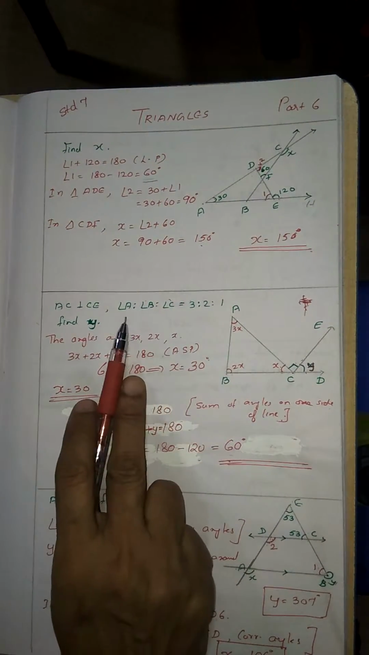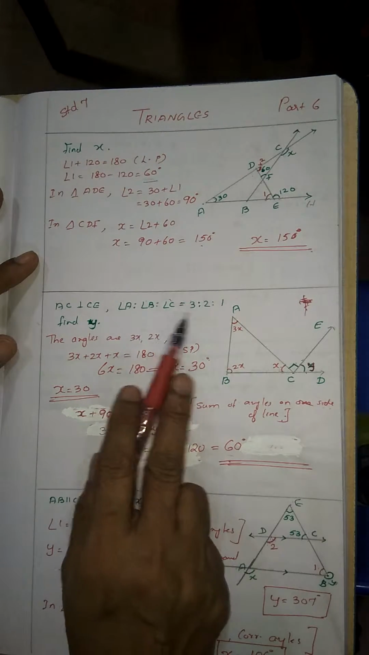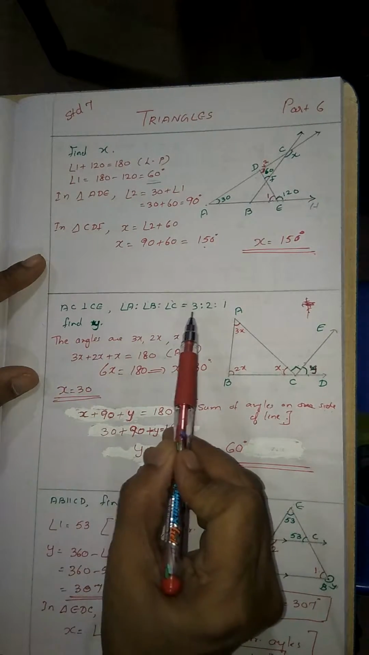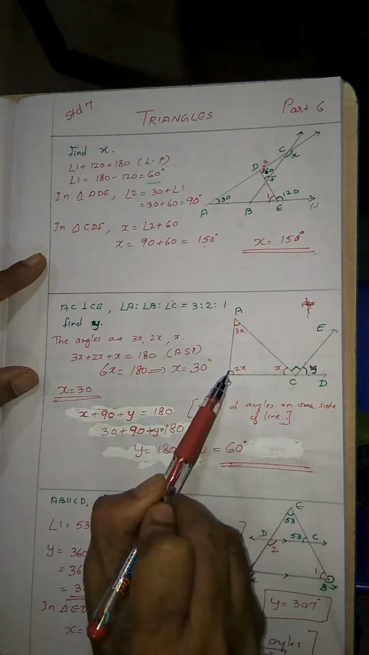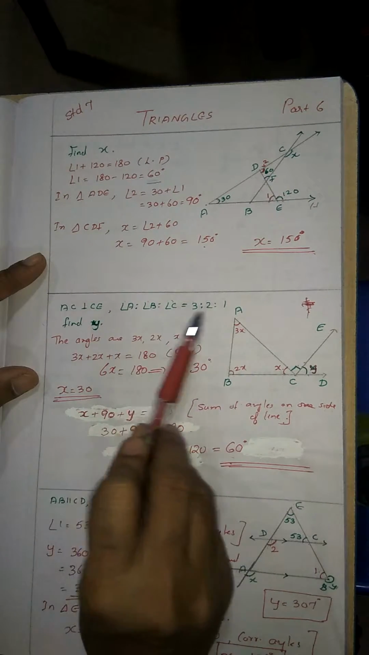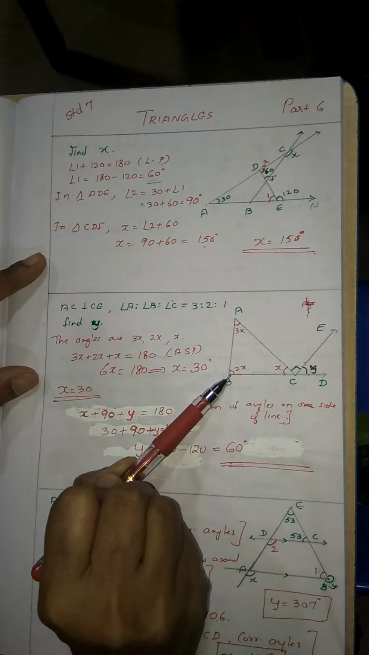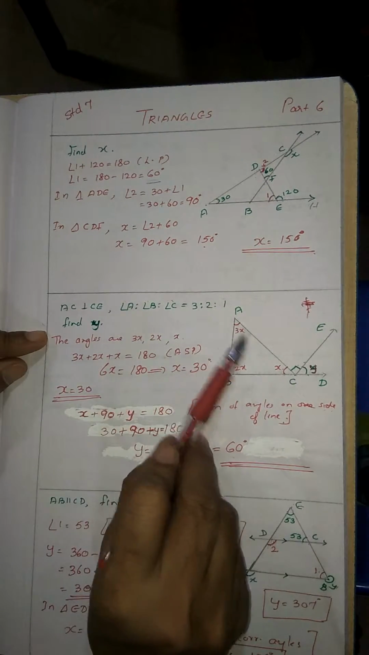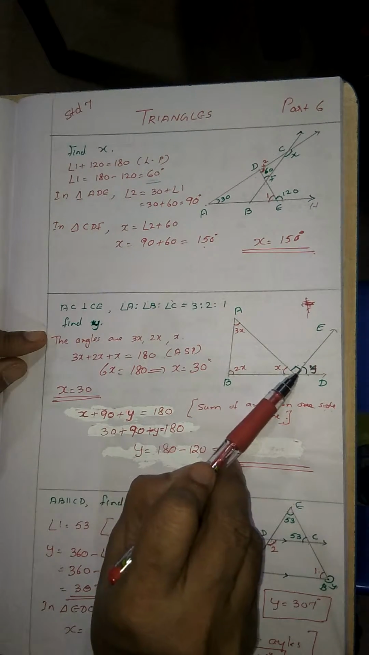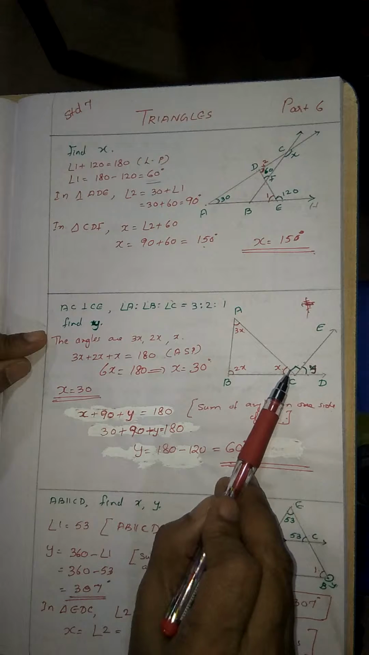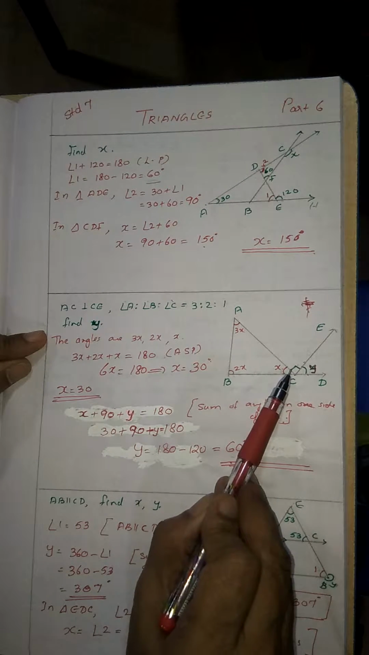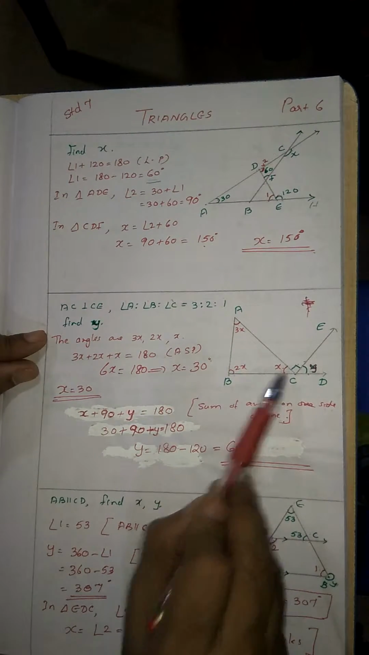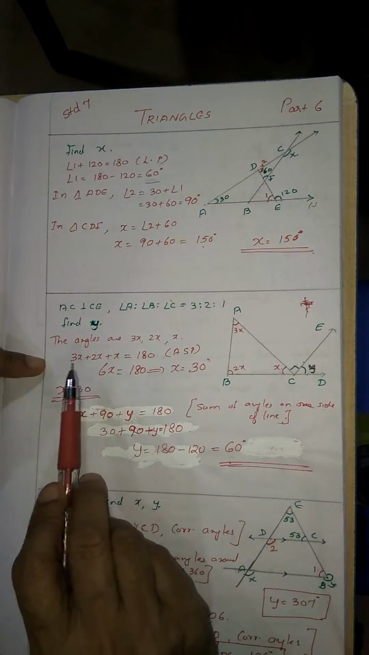Now if you see in this triangle, they have given the angles A, B, C in the ratio 3:2:1. Whenever a ratio is given, you have to take it as 3x, 2x and x. In that order, angle A is 3x, B is 2x and angle C is x. Now we have to find the value of y, and it is also given AC is perpendicular to CE. That means this angle is 90. Whenever you see a symbol like this, you have to take it as perpendicular, or 90 degrees.